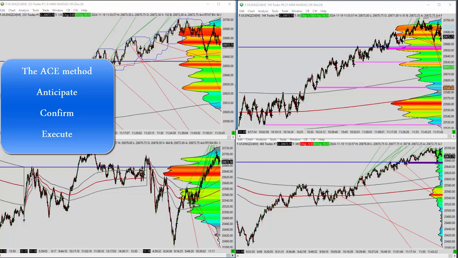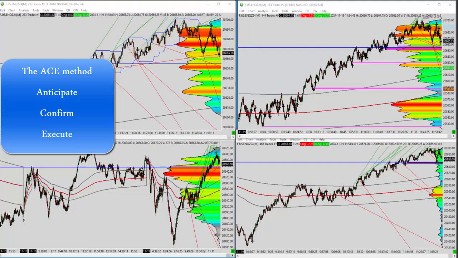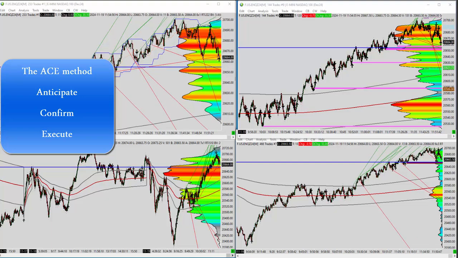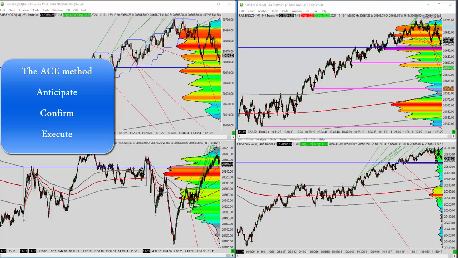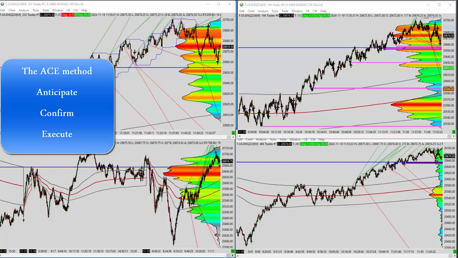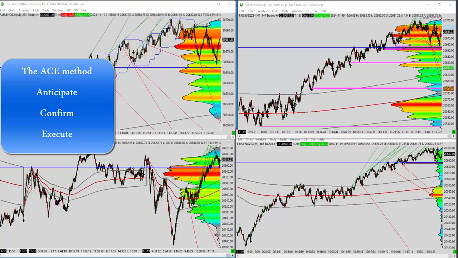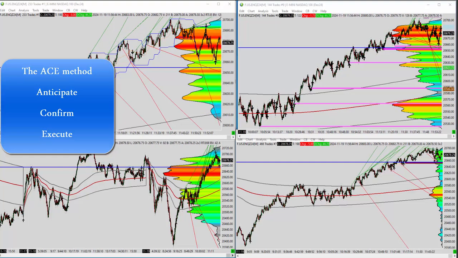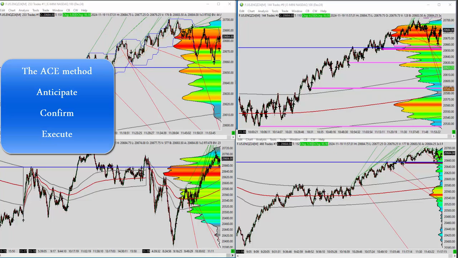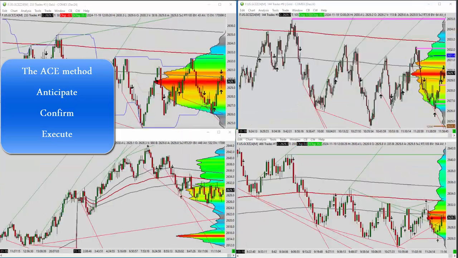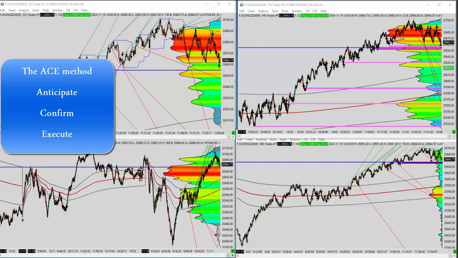Once the market gets there, this was from a live session, I ignore all the confirmations, anything, unless we get to the area that I'm anticipating. So I have to anticipate, confirm, and then execute. So I'm waiting for the market to come to this level, and it comes to it.